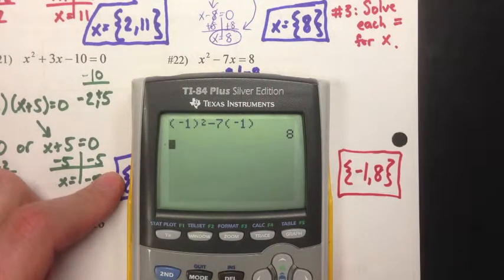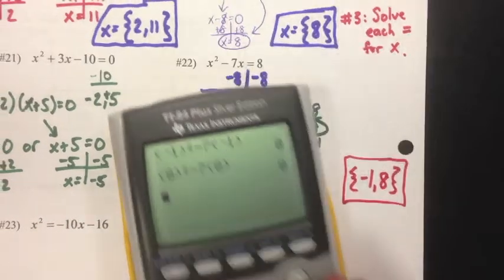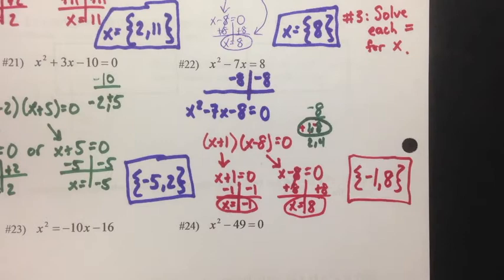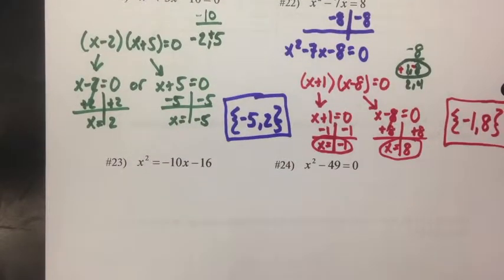Now how about if I try 8? 8 squared minus 7 times 8. Does it give me 8? Yes, it does. There's my answer. So that's good. So that was 22. All right. For 23 and 24, go ahead and stop the video. See if you can solve this, and then come back and see if you get the right answer.